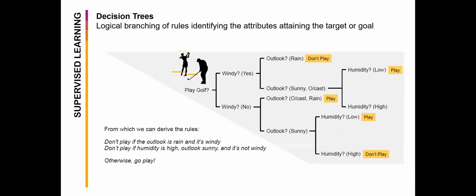Now, the second one is decision tree. As you look at it by itself, it's a very intuitive approach in classification. Sorry about that. Let's say you want to play golf.